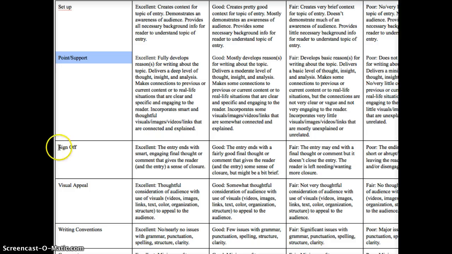content in your entry, the sign off, which is how you closed your entry, the visual appeal, which is how your blog looks overall with consideration of your audience, your use of visuals, the text, the color, the overall organization and structure of your blog. And then, of course, your writing conventions, which means that I do expect this to be polished, academic, edited writing that is clean and correct.